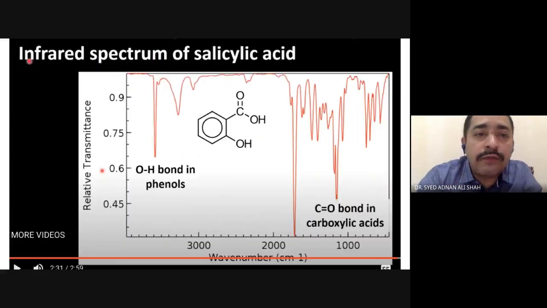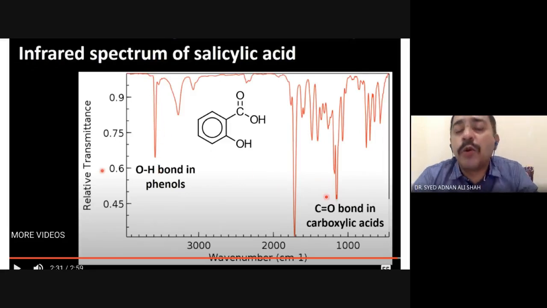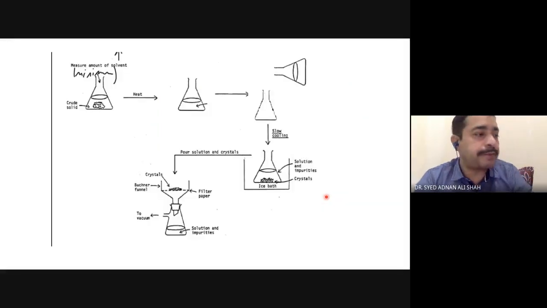But in case of the infrared of salicylic acid, there is one carbonyl peak and two hydroxyl peaks. One is this broad band, and this hydroxyl group has the sharp peak here. So that's how one can find out whether the product is synthesized or not.